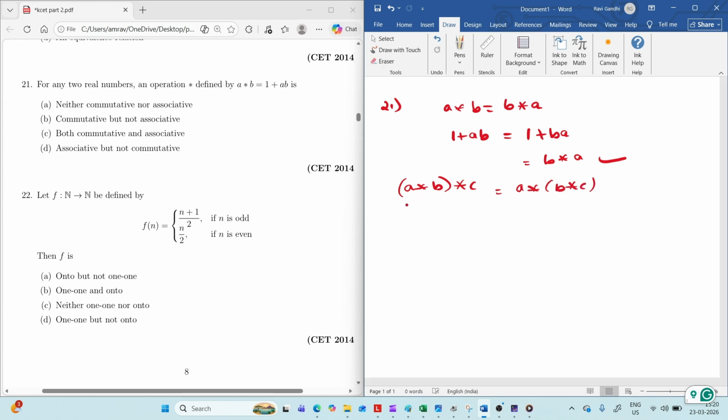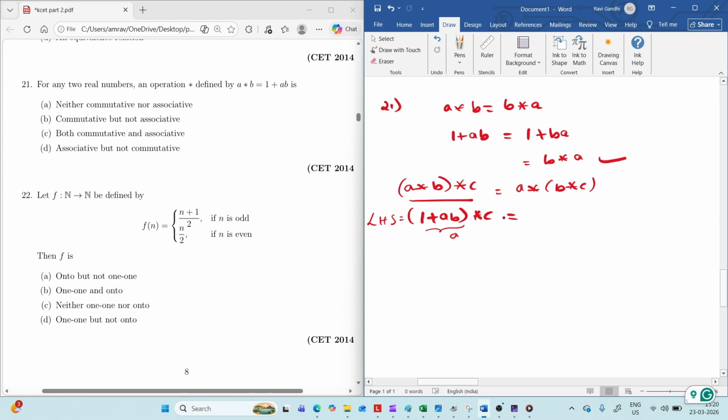Okay, so first let us check whether it is equal or not. We'll consider the LHS part. If it is A star B, it is 1 plus AB star C. So this is equal to... So now I'm just considering the LHS part. This complete thing acts as A.